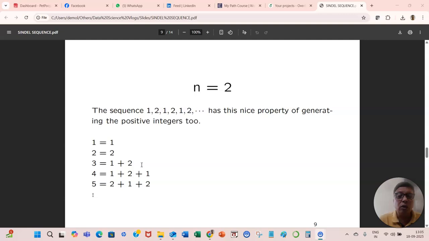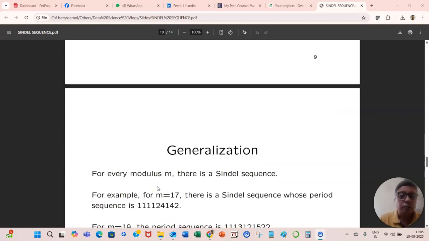N equal to 2 also has a similar sequence. The alternating sequence 1, 2, 1, 2, 1, 2 repeating has the nice property of generating the positive integers too. 1 equals 1, 2 equals 2, 3 equals 1 plus 2, 4 equals 1 plus 2 plus 1, 5 equals 2 plus 1 plus 2. I saw the proof of this. This is easy, but this series 1, 2, 1, 2, 1, 2 also has this property.